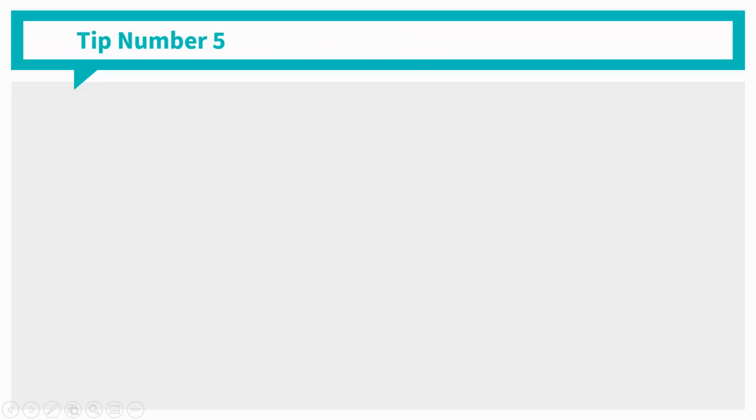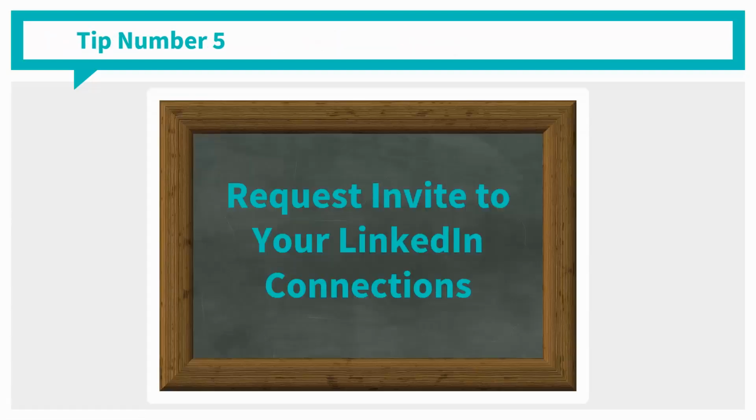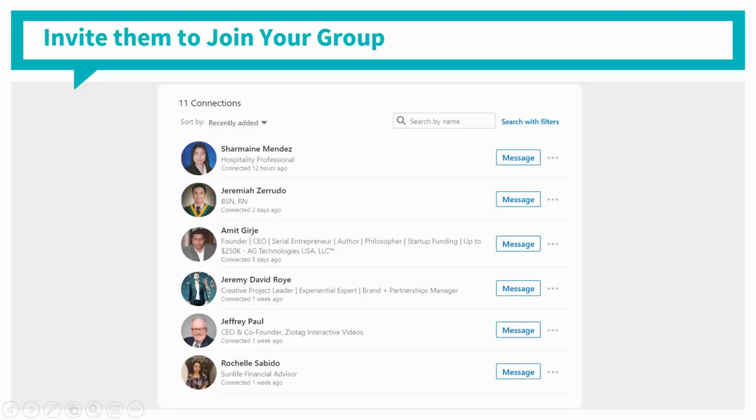Tip number 5. Request invite to your LinkedIn connections. If you have selected connections where these are people you know, you have worked with before, or your current colleagues and employer, you can invite them to join your group. They are your first level connections where you can directly message them on LinkedIn.